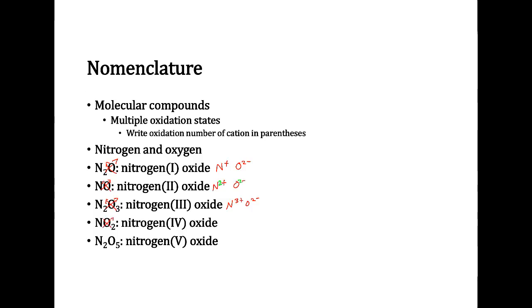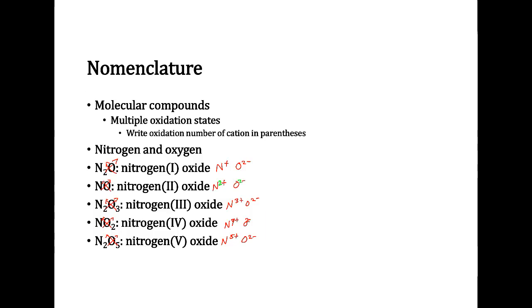Then this one, NO2, we work backwards. We end up with N2+ O-. Oh, but wait, the oxide doesn't have the right charge on it, so we need to multiply by 2. So we end up with nitrogen 4+. So we'd have nitrogen 4 oxide. And finally for N2O5, as we work backwards, we would have N5+ O2-. The oxide has the correct charge, so it would be nitrogen 5 oxide.